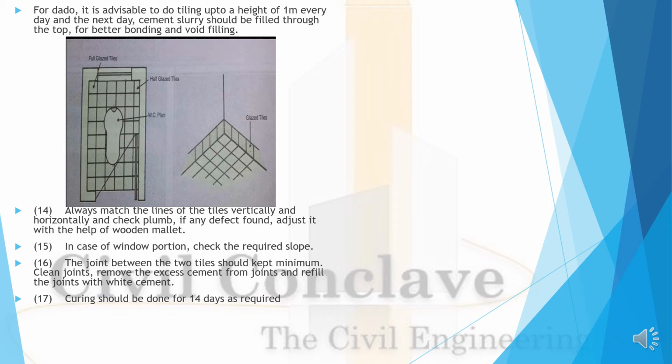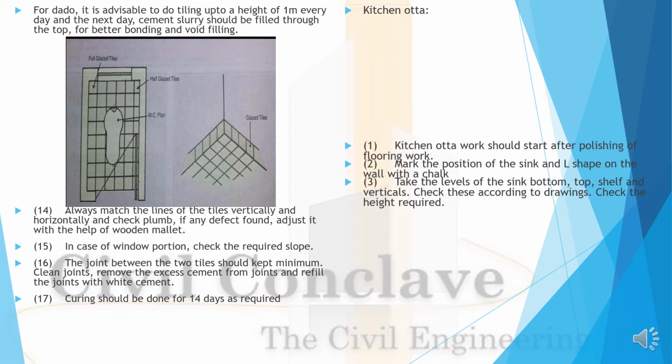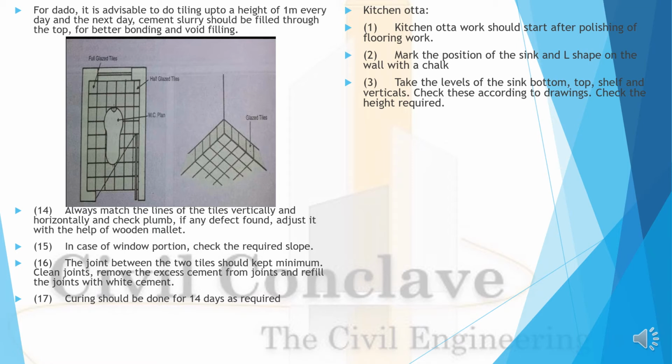In case of a window portion, check the required slope. The joint between the two tiles should be kept minimum. Clean joints, remove the excess cement from the joints. Curing should be done for a minimum of 14 days.